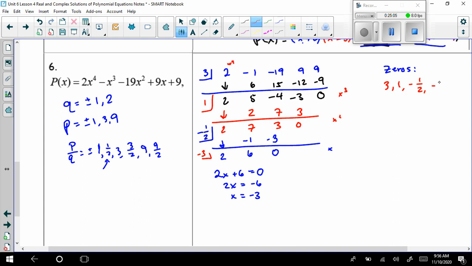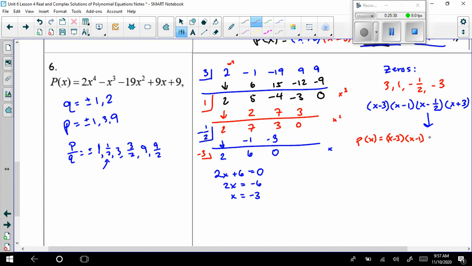-1/2, and -3. Well, when I put that into a factorization, I have my factors of x minus 3, x minus 1, x minus 1/2, and x plus 3, right? This one needs to change. And when I put this in standard form, I'm not going to have any fractions in my factors. And so I do x minus 3, x minus 1.